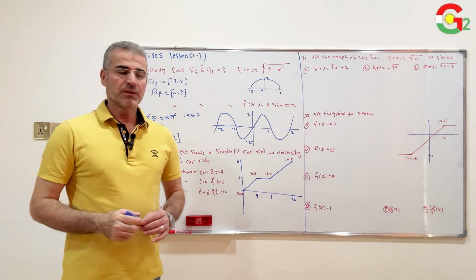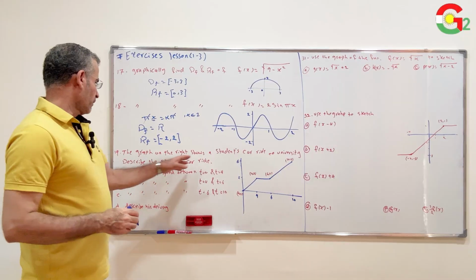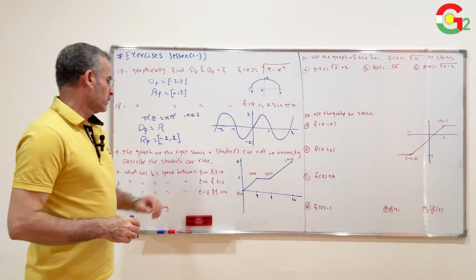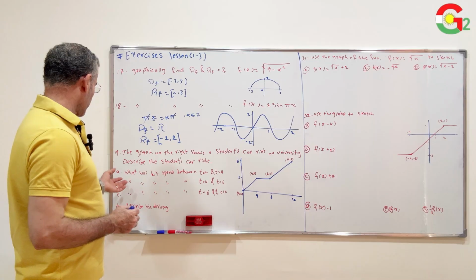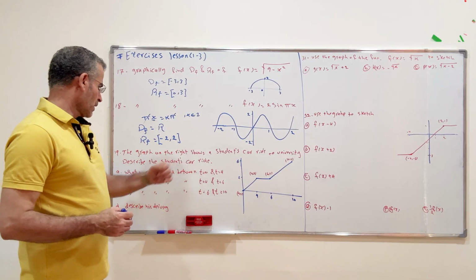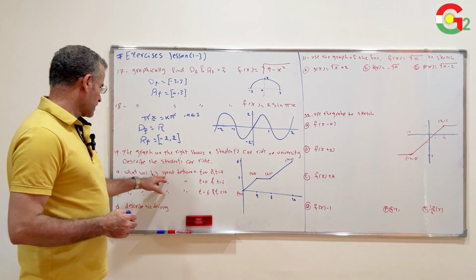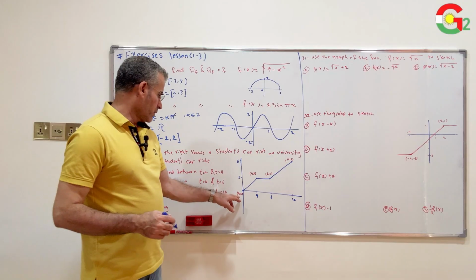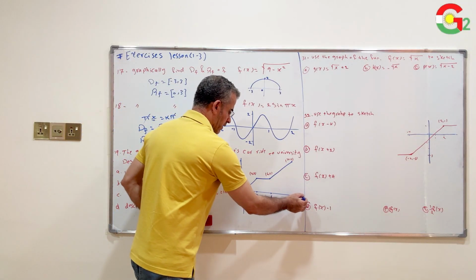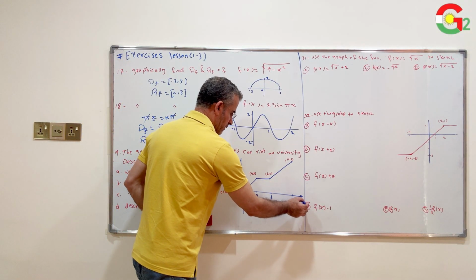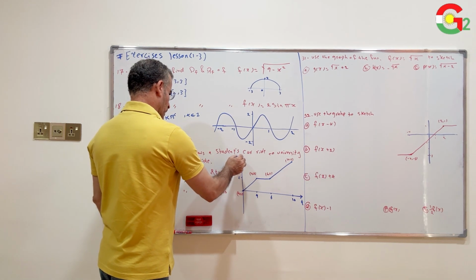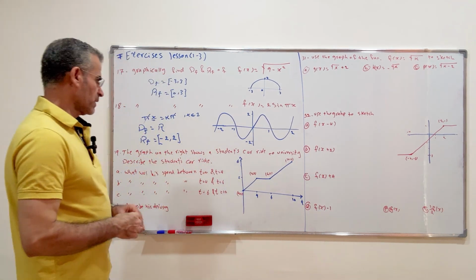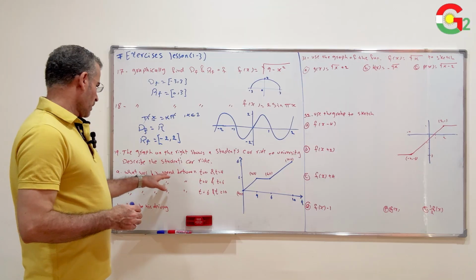Number 19, the graph on the right shows the student's car ride to university. Describe the student's car ride. What was his speed between t equals 0 and 4? The horizontal axis is for the time and the vertical axis is for the distance of the car.